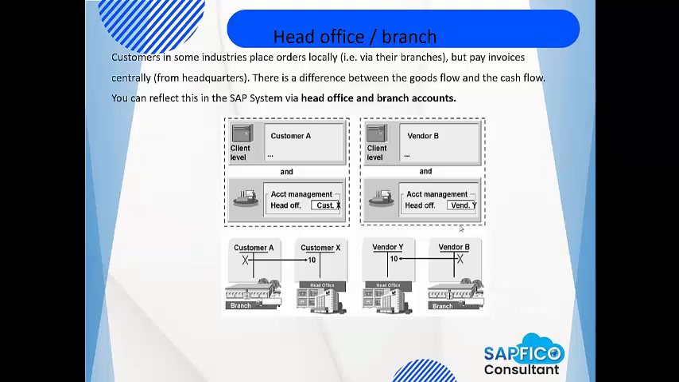Here we have a customer account, customer A, at client level in account management. In this head office field, we are maintaining customer X. So when we bill customer A, the bill automatically gets debited to customer X because it is the head office. Similarly, in vendor B, if we have maintained head office vendor Y, the invoice posted to B automatically gets posted to vendor Y because it is the head office. That is the head office branch concept.